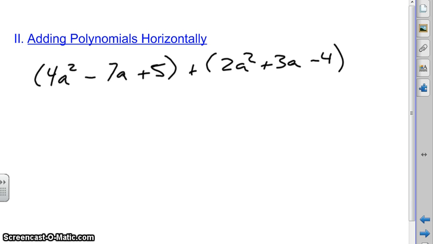Okay, so if we start with the left side here, 4a squared, we simply look down across this whole expression and say, are there any other a squareds? And are there, Charlie? And so what are we going to add to 4a squared? 7a is not an a squared. 2a squared. Good. This one is like it. So what is 4a squared plus 2a squared?